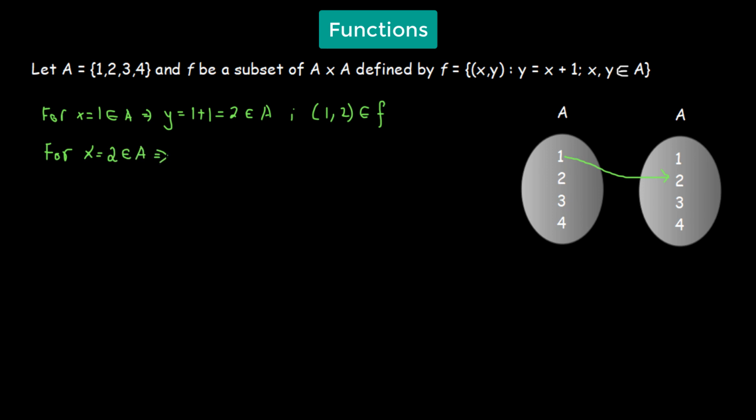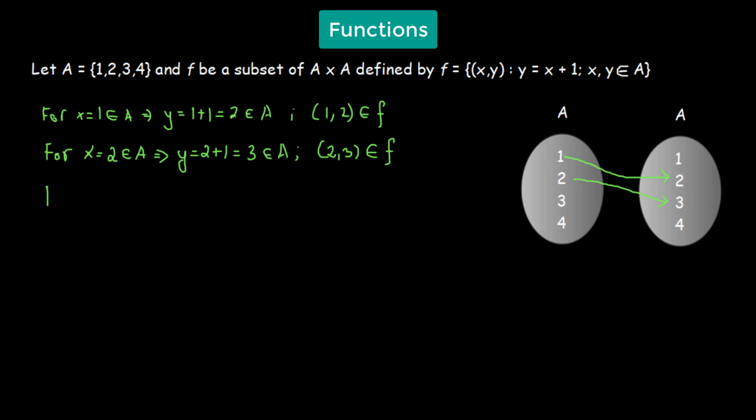The corresponding y value will be equal to 2 plus 1, which gives us 3, and we see that this element 3 also belongs to our set A. So that means this is also going to form a valid ordered pair, valid in the sense that this is going to belong to our set F. So here, when we pick up the element 2 from the first set A, it is uniquely mapped to the element 3 in the second set.